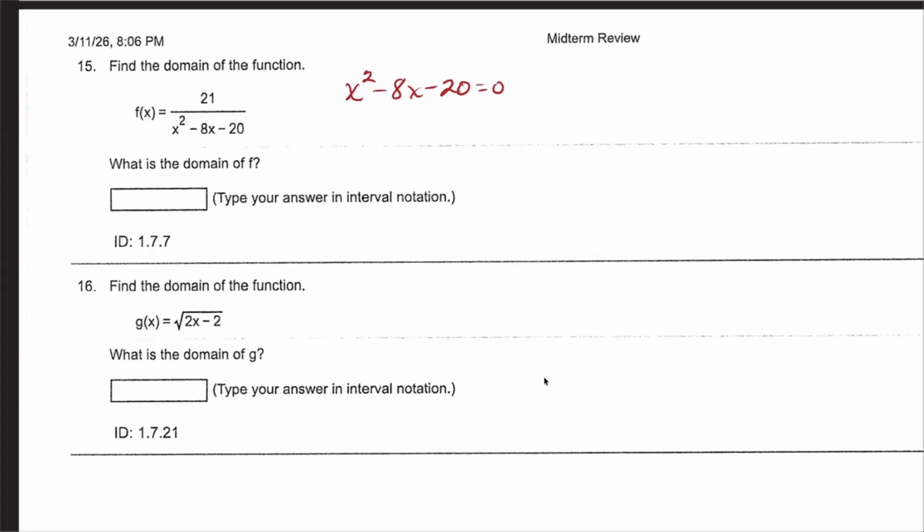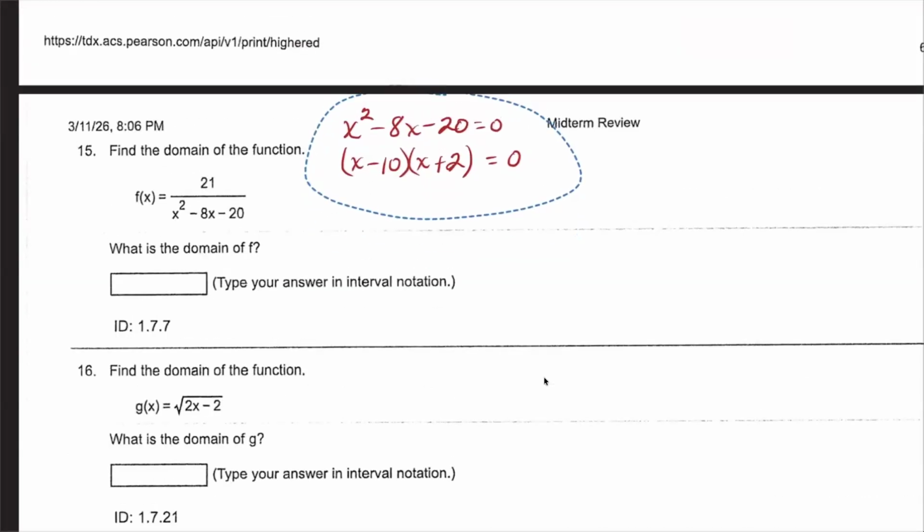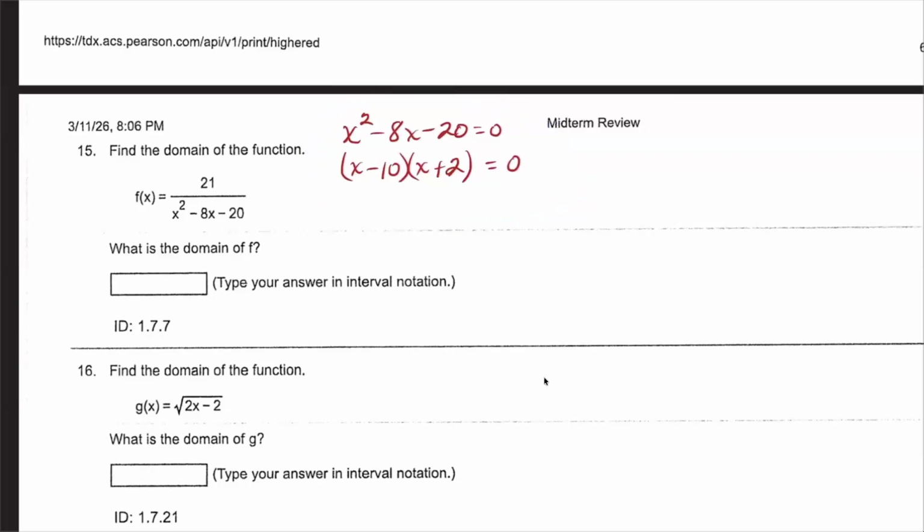So this requires factoring. So we factor the x squared minus 8x minus 20 into our two linear factors. Let's see, I need two numbers that multiply to negative 20 but add to negative 8. I believe that's a negative 10 and a positive 2. So we have x minus 10 times x plus 2. That's factored. And then we take each one of those factors and set them equal to 0 to figure out what the excluded values are going to be.